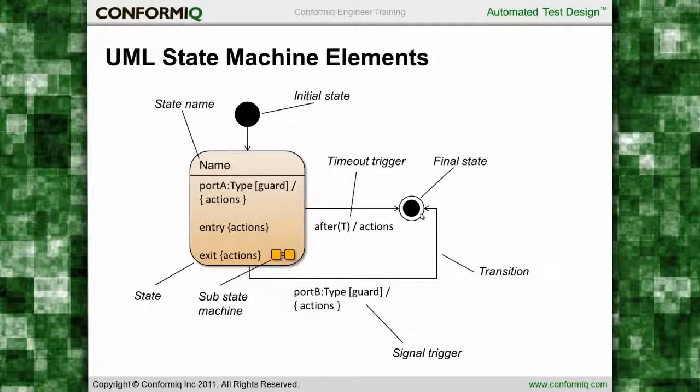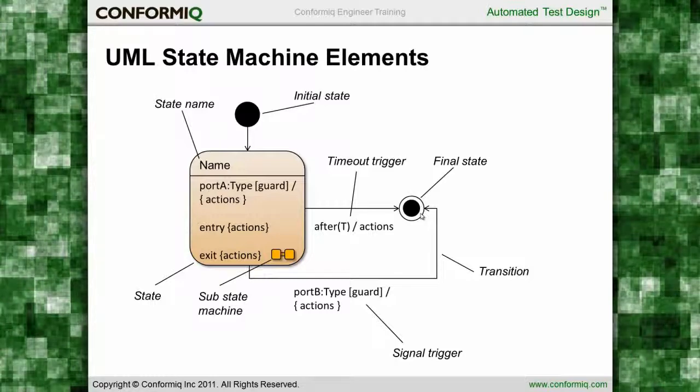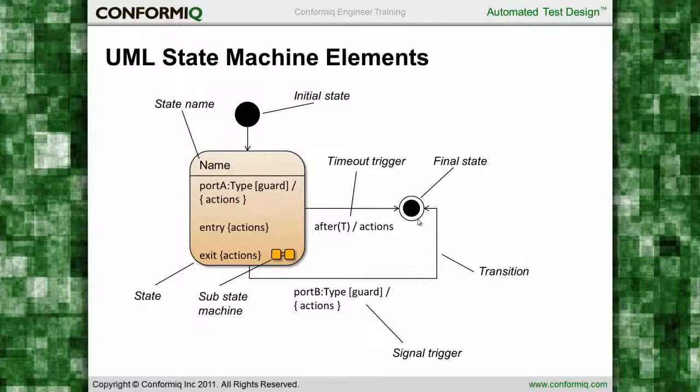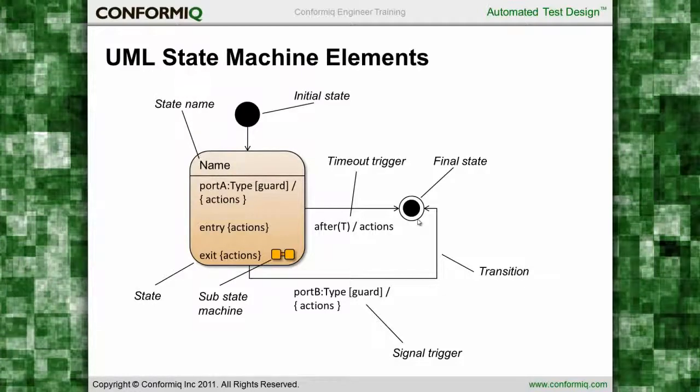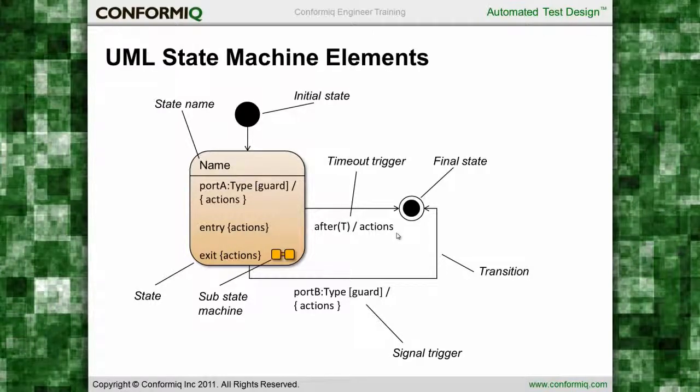And that's how you create a state machine. You look at the different states of the system, you connect them with the transitions, and then you put the conditions for the transitions between the states on the transition arrows.